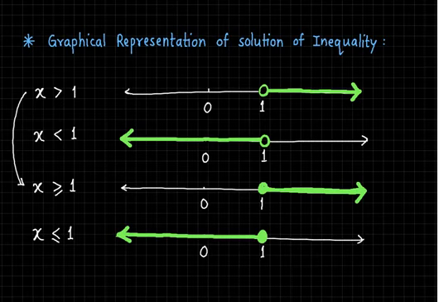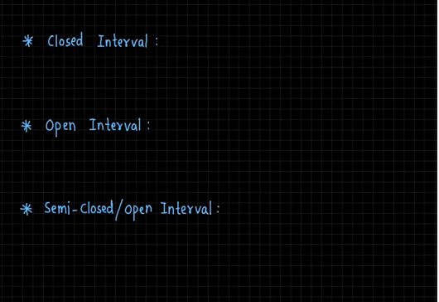Okay, let's go ahead and learn what is the meaning of the various intervals. Okay, this is just the new terminology for what we have already studied. So we have to consider three types of intervals, that is closed, open, or semi-closed or semi-open. So let's understand what is the meaning of closed interval.